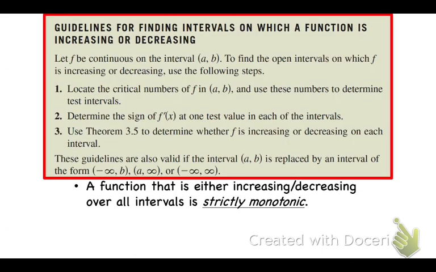This just tells you what we just did. We found the interval, the test value, the sign of f prime. We found the critical number. How? By finding the derivative and setting it equal to 0. So the critical number was the derivative of x equal to 0.